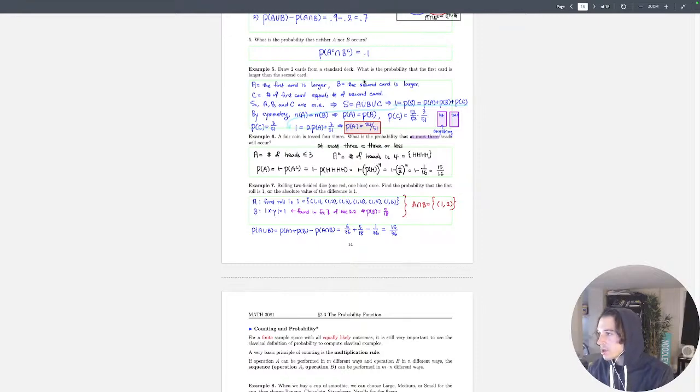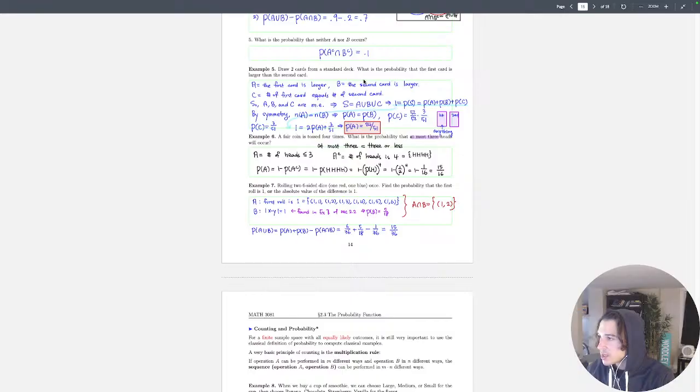A is the first card is larger. B is the second card is larger. Okay. C is the number of the first card equals the number of the second card. I see. Okay. That makes sense. So A, B, and C are mutually exclusive, right? And then the sample space is A union B union C. 1 equals the probability of S equals probability of A plus the probability of B plus the probability of C. So the probability that the first card is larger plus the probability that the second card is larger plus the probability that they're equal make up the entire sample space of outcomes.